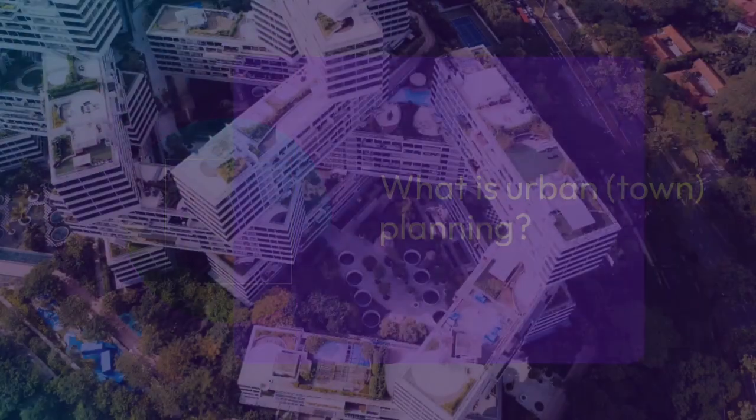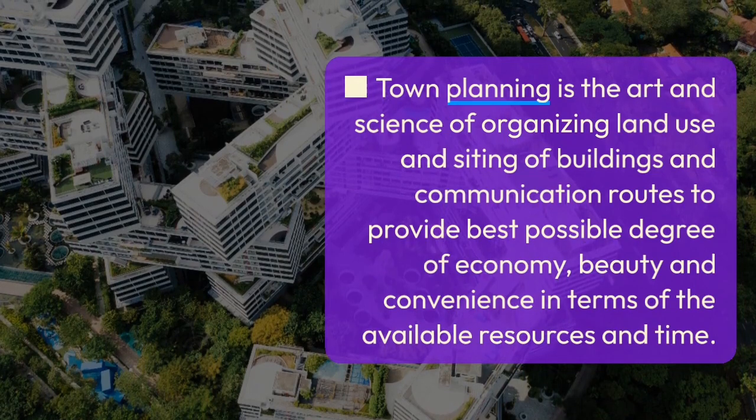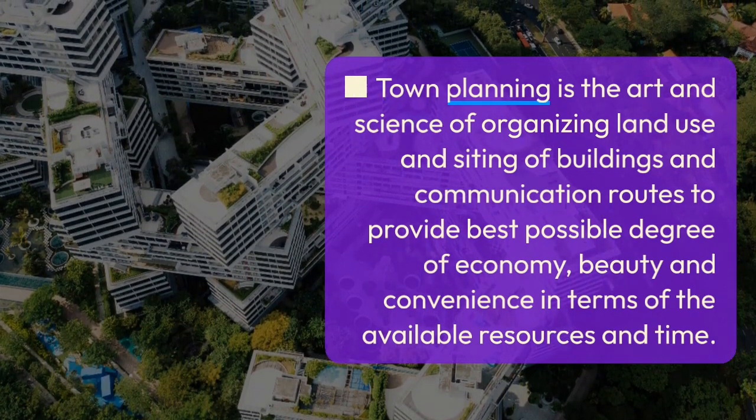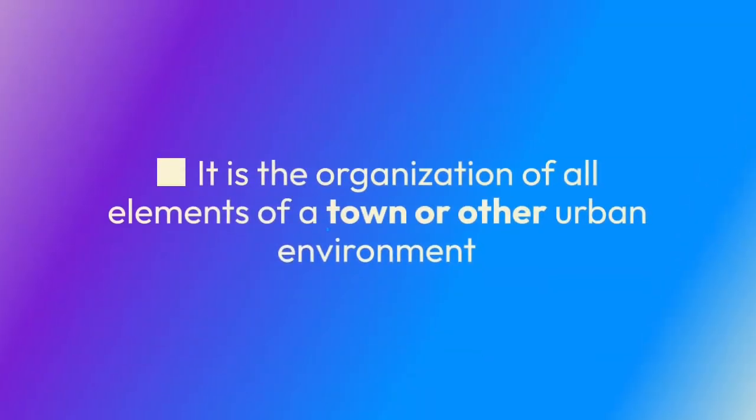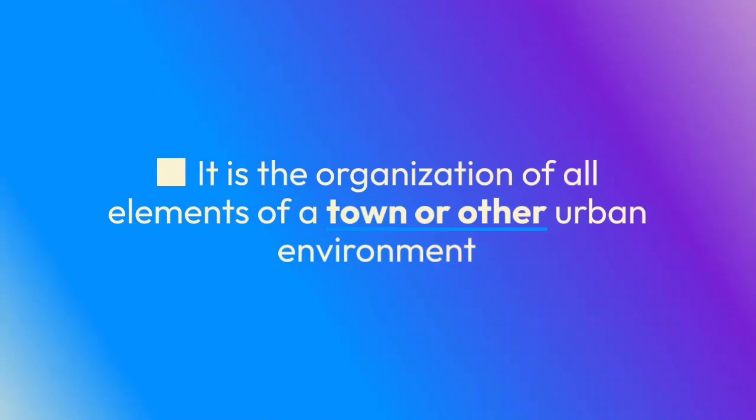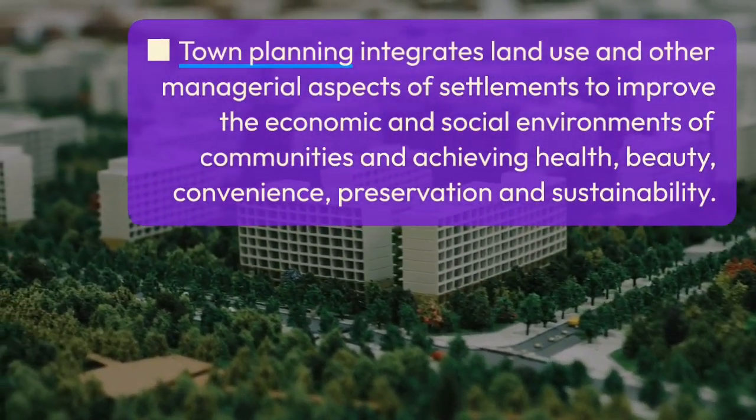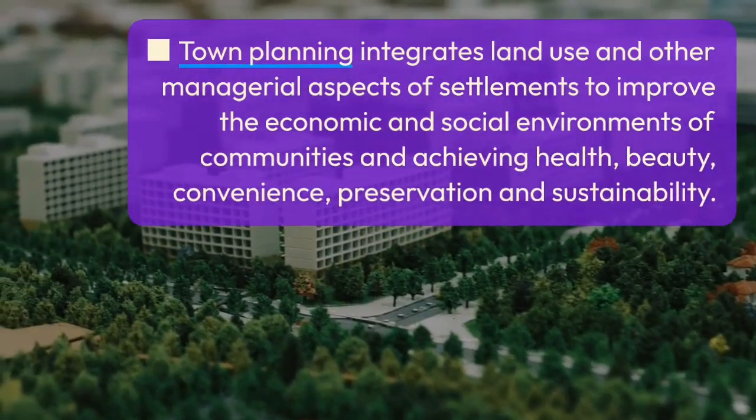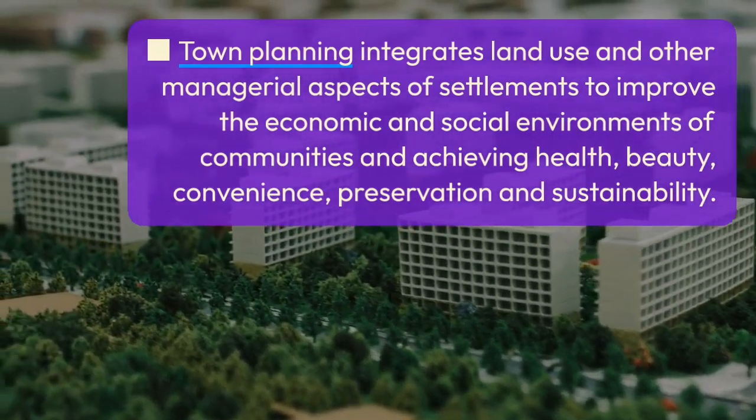What is urban, town, planning? Town planning is the art and science of organizing land use and siting of buildings and communication routes to provide the best possible degree of economy, beauty, and convenience in terms of the available resources and time. It is the organization of all elements of a town or other urban environment. Town planning integrates land use and other managerial aspects of settlements to improve the economic and social environments of communities and achieving health, beauty, convenience, preservation, and sustainability.